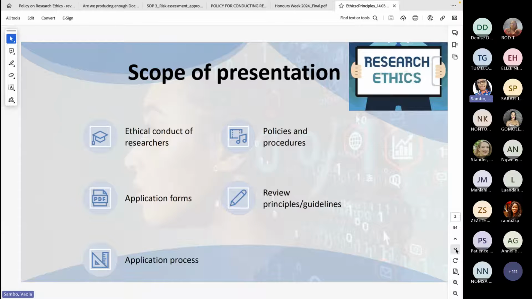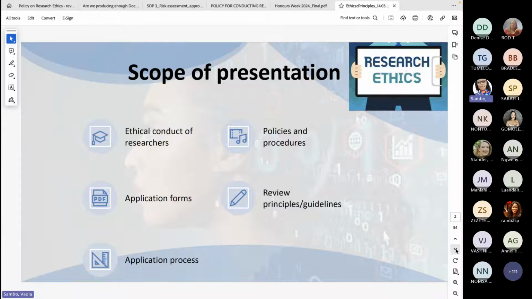We're going to first look at ethical conduct of ourselves as researchers, what is expected of us from an ethical perspective. We're going to look at policies and procedures that we follow within the ethics space in UNISA. We're going to look at the different application forms. I know you are the honors class, but just to start introducing you to the different resources around ethics, because we're hoping we will retain you and have you in our masters and doctoral studies going forward.